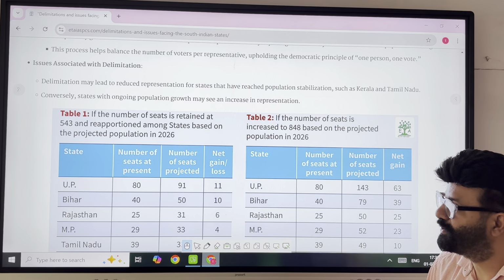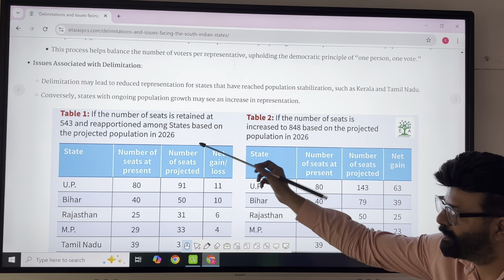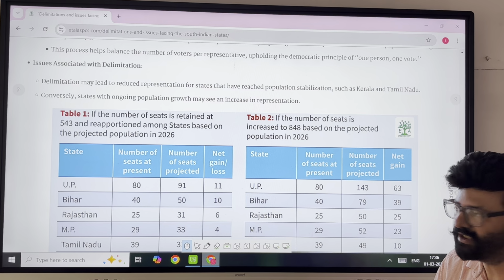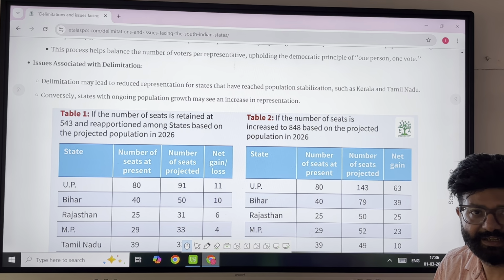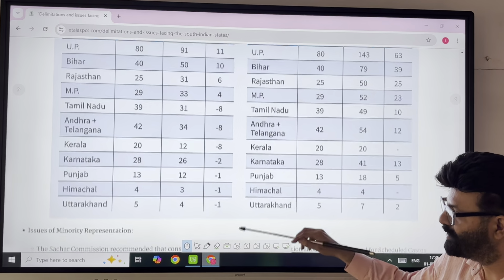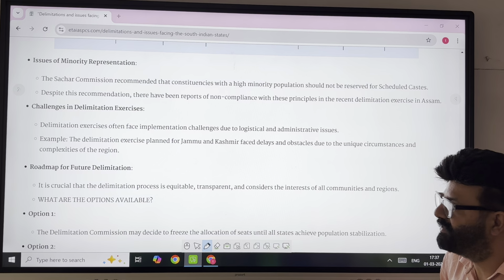Okay, which figures should we use? Should we reproportion among states based on the projected population? Should we use this criteria? Should we use that criteria? What criteria should we use? So now we'll discuss what criteria we should use.